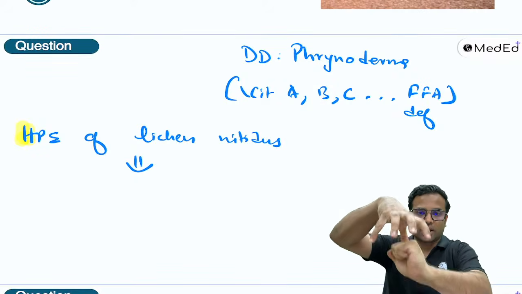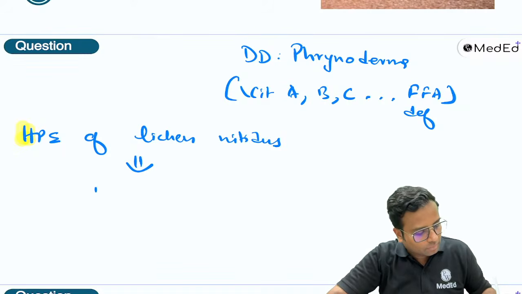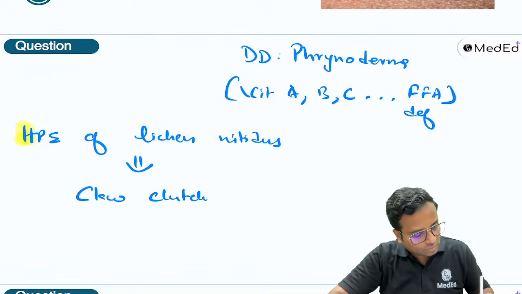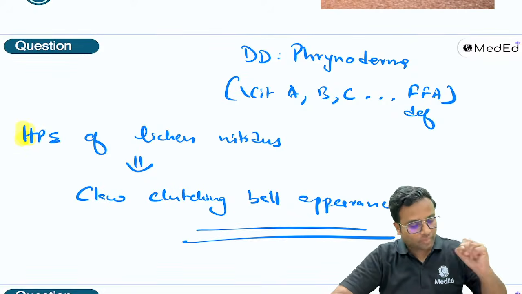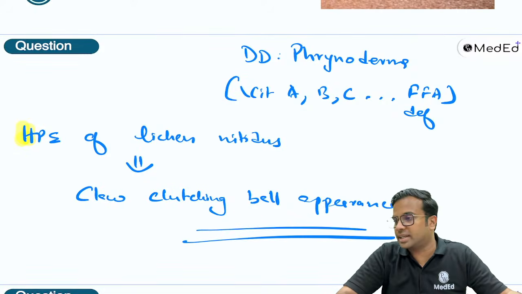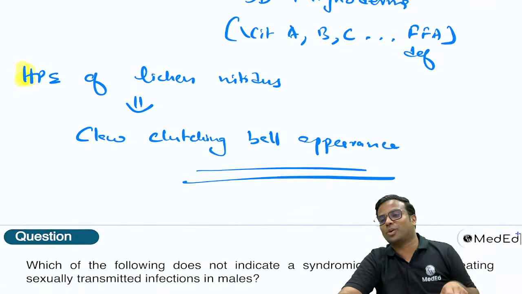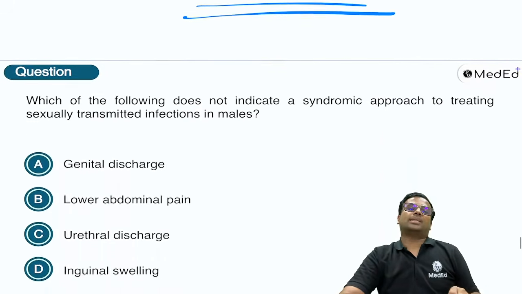Okay, the claw clutching the ball appearance can be seen in the histopathology of lichen nitidus. Excellent. So you know about the claw clutching the ball appearance as well, which means that your preparations are going well, on track. Excellent. So now let's see the next question.